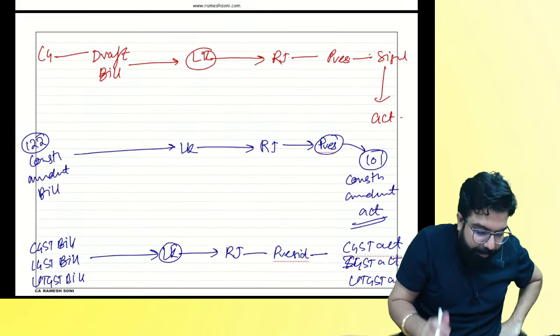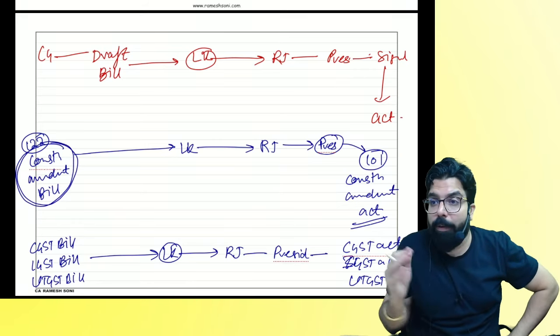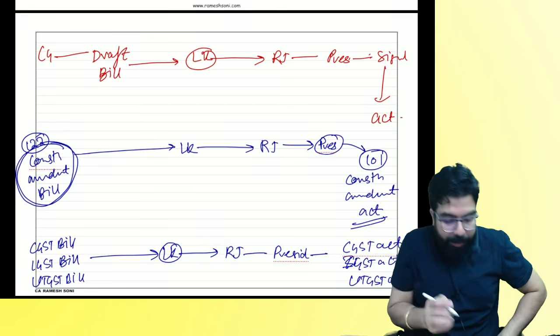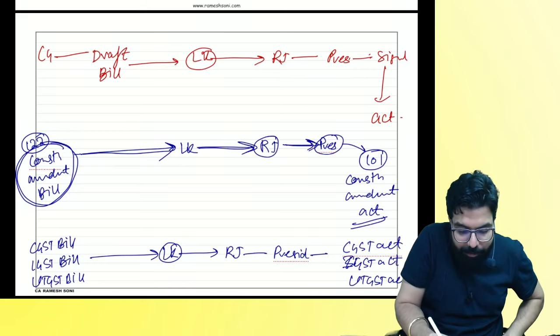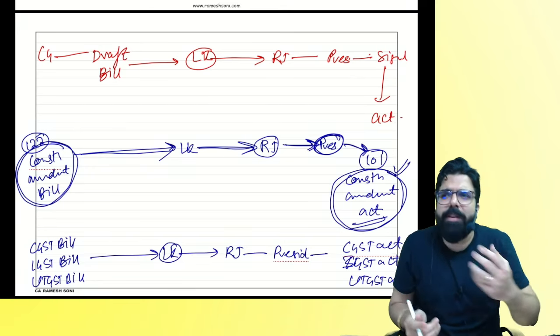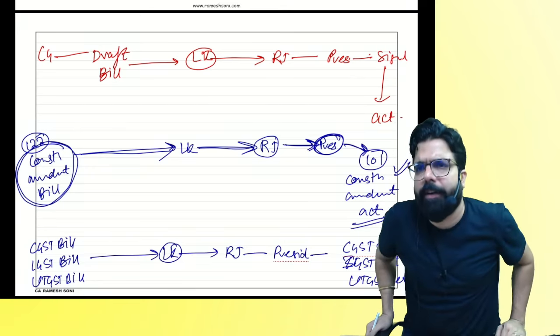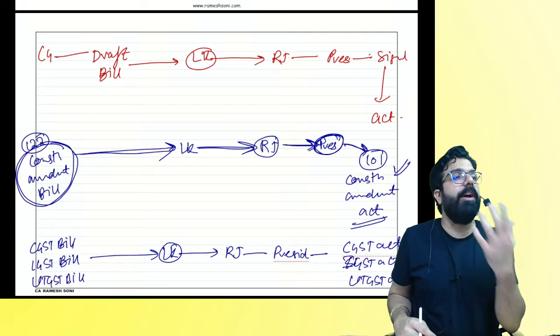People, tell me one thing. I told you that they introduced the 122nd amendment bill, right? That we want to amend the constitution. Then it went where? Lok Sabha, then Rajya Sabha, and it got the President's sign and became what? Constitutional Amendment Act. What were the features of the Constitutional Amendment Act? What changes did the Constitutional Amendment Act bring in the constitution?